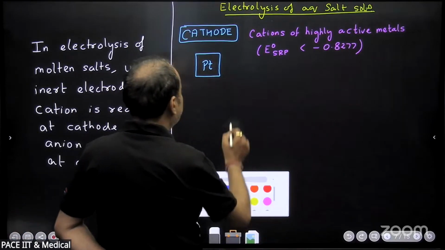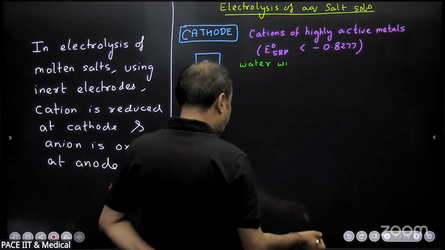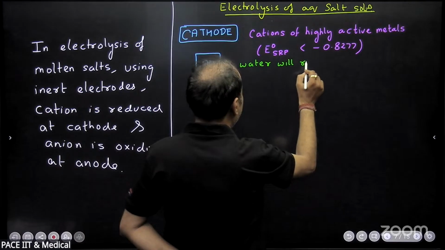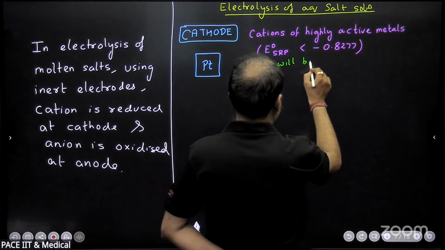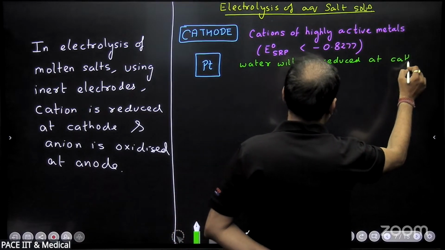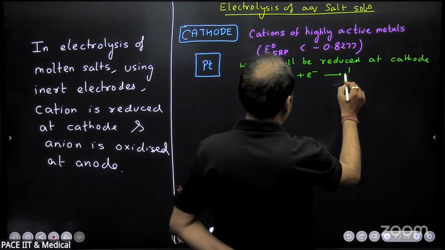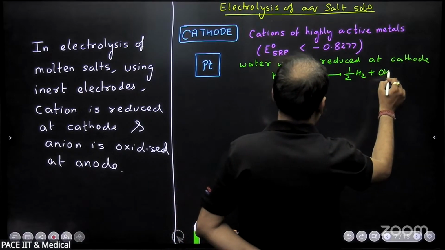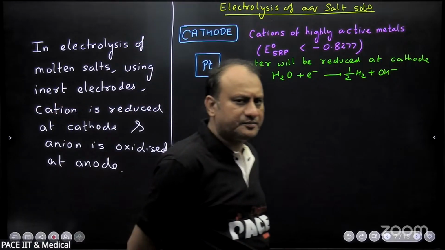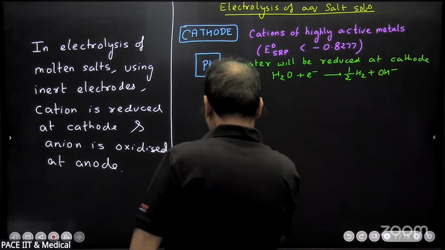In such a case, what will happen? In such a case, water, or H+ if it is acidified, will be reduced at the cathode by this reaction. So in such cases, the product at the cathode will be hydrogen gas and hydroxyl ion, whenever you are doing electrolysis of a salt which contains a cation of highly active metals.